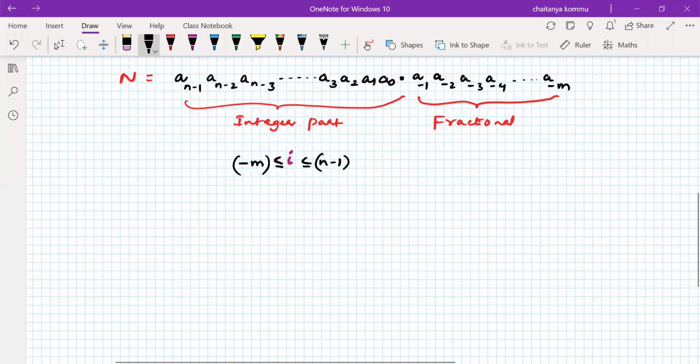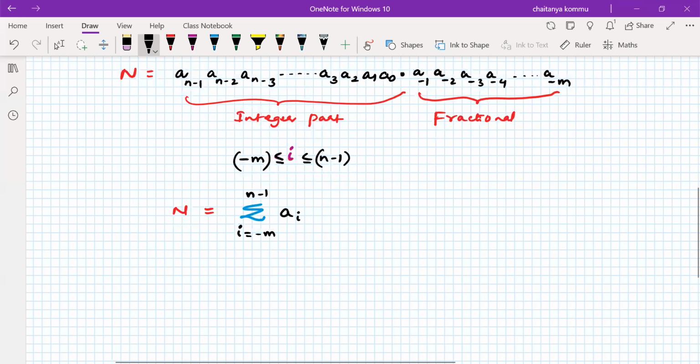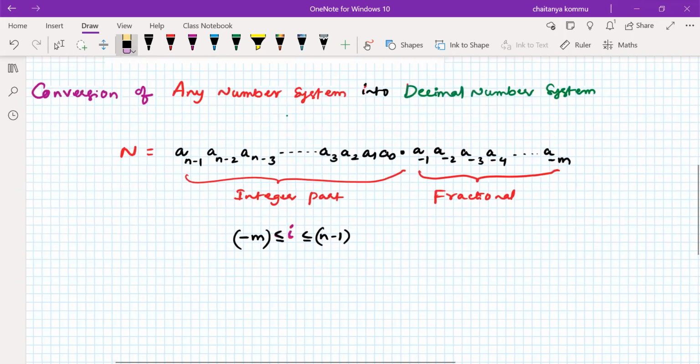So it is also a meaningful way to write n as something like this. n is also, we will write it this way: sigma of i varying from minus m to n minus 1 of ai into... okay, ai I can write something like this. But the sum is not there, so now it's not meaningful, right? This is not a meaningful way. So this is what, with the help of coefficients, we can write the number.